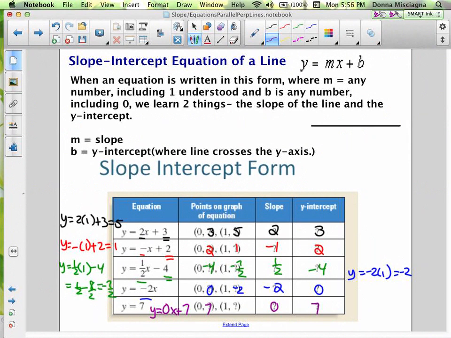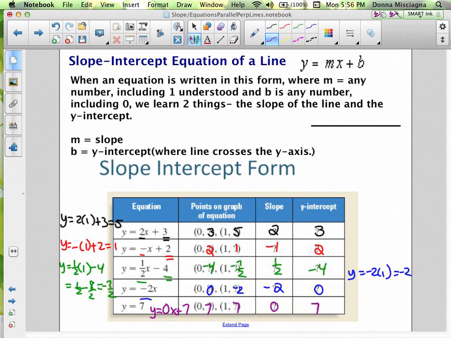There's no x. Well, guess what? What do you think the y value might be? If y is 7, that means no matter what x is, y is 7, right? So there we go. We have all this filled in, right?